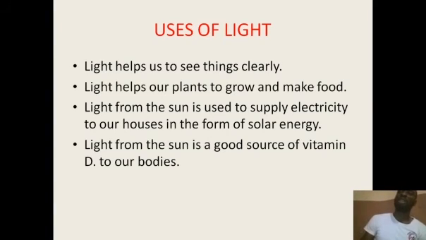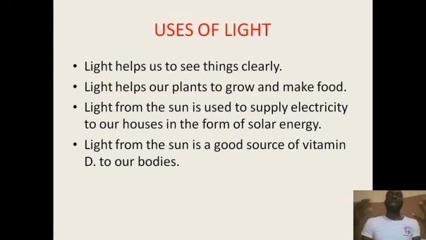That is why we don't do our farm work inside our house. We can do it in our compound, but sunlight is very, very important so that these plants can grow and make food, so that we can go and pluck the fruit and eat. You see, light is very, very important to man. Now let's also look at light from the sun is used as supply of what? Electricity. How does light supply electricity to us?